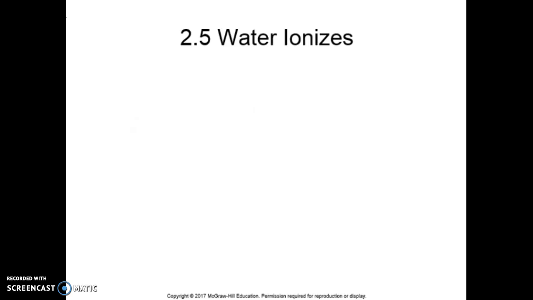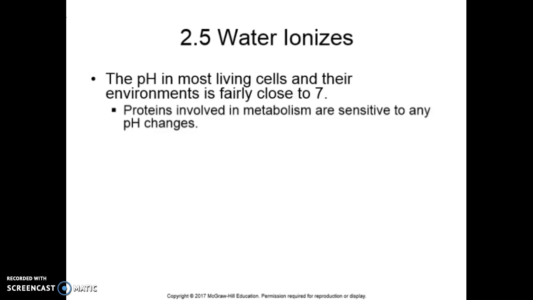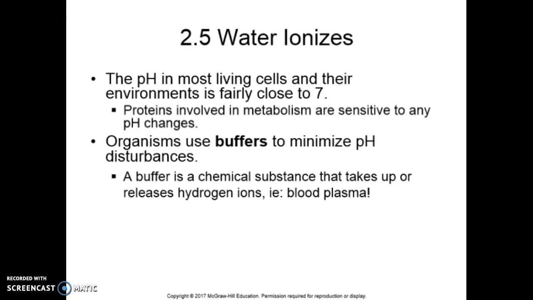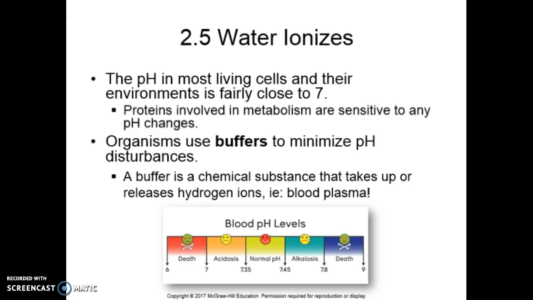So for the most part, you'll notice that a lot of living things have pHs fairly close to 7. If there's a deviation from this, this can negatively impact that organism's metabolism. So to combat that, we have buffers, for example blood plasma, that release hydrogen ions and try to maintain that constant pH in our body. So here's an example. Normal pH is a little bit alkaline, a little bit basic. So you see between 7.35 and 7.45.